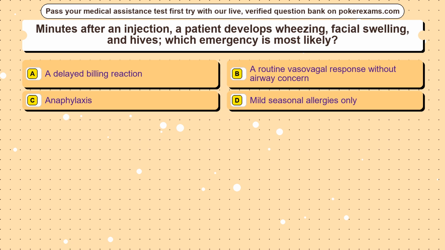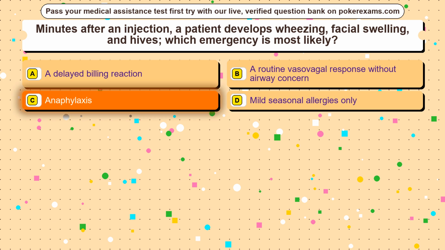Question 42. Minutes after an injection, a patient develops wheezing, facial swelling, and hives. Which emergency is most likely? Option A, a delayed billing reaction. Option B, a routine vasovagal response without airway concern. Option C, anaphylaxis. Option D, mild seasonal allergies only.